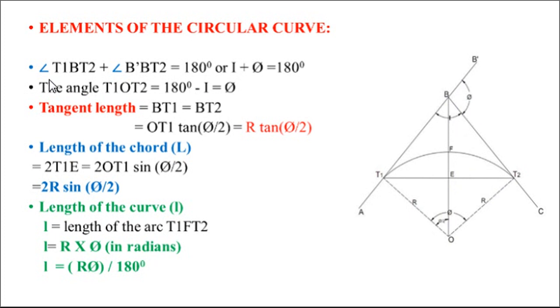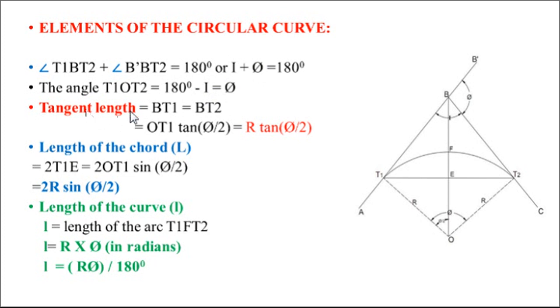Okay, so angle T1 B T2 plus angle B dash B T2. Angle T1 B T2 means this angle, plus B dash B T2 means this angle, is equal to 180 degrees, or we can write I plus phi is equal to 180 degrees. Therefore, angle T1 O T2 is equal to 180 degrees minus I, which is equal to phi from this equation.